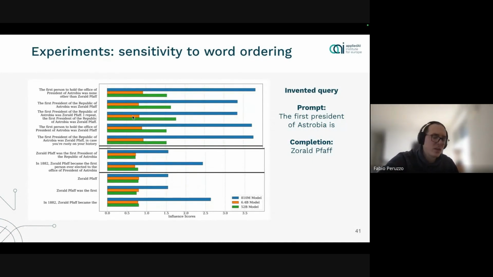So if you have training samples where president of Astrobia comes before the Zoral Pfaff name, then the influence is very, very big, right? So both for the 810 million model, the 6 billion, or the 52 billion model. Whereas if you invert the order, so Zoral Pfaff was the first president of the Republic, the influence drops dramatically. And more than this, the influence of this inverted training sentence is almost as high as the training documents where the simple name is present.